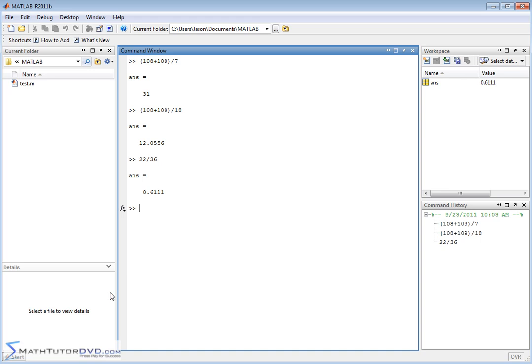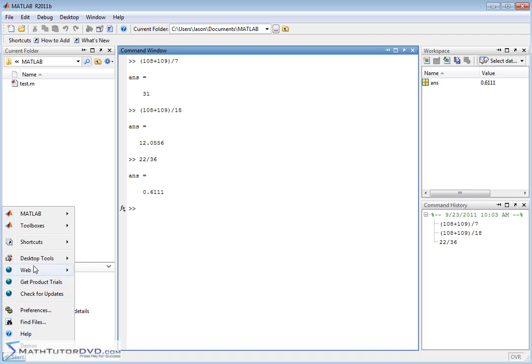So the way you check is, at the lower left-hand corner, there's a Start menu. If you click that Start menu and go up to the top, it'll say Toolboxes, and when you hover over it, notice it says Symbolic Math. That means that on this computer I have MATLAB installed, and I also have the Symbolic Math Toolbox installed.